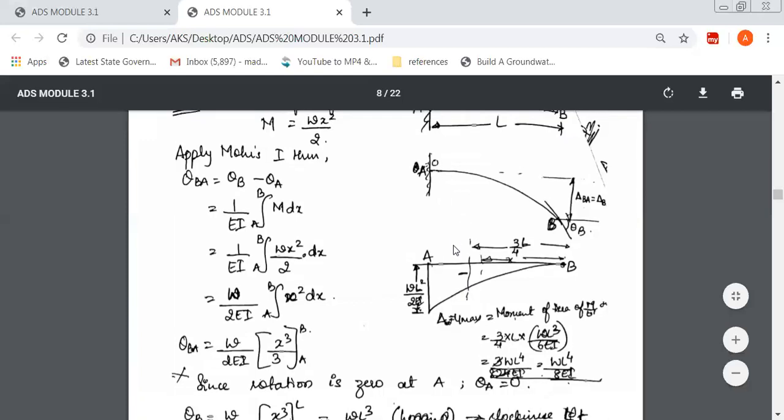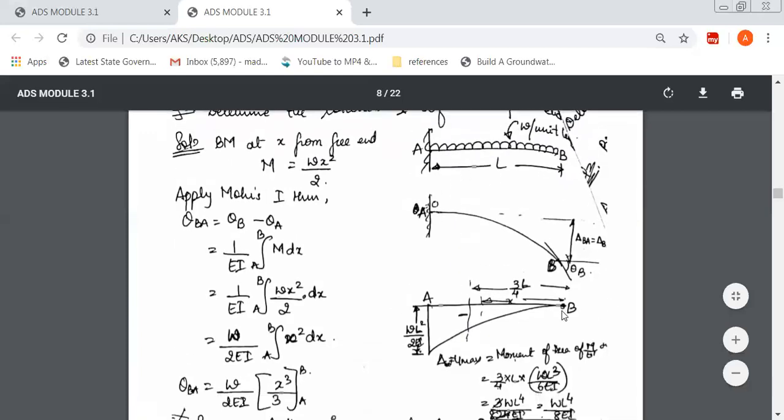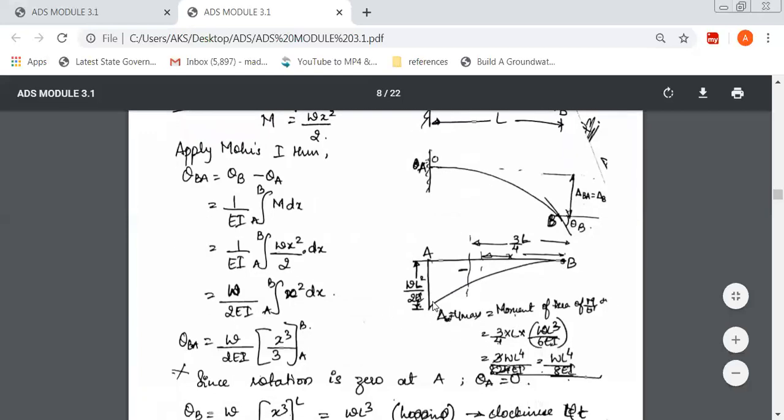Now, because it's a UDL, we'll draw a parabolic curve here. The curve should be parabolic. That's a UDL. Once you find this, it gives us the area. After knowing the area, from B you should know the CG distance. If you have a parabolic curve, the CG distance is 3/4 of L.